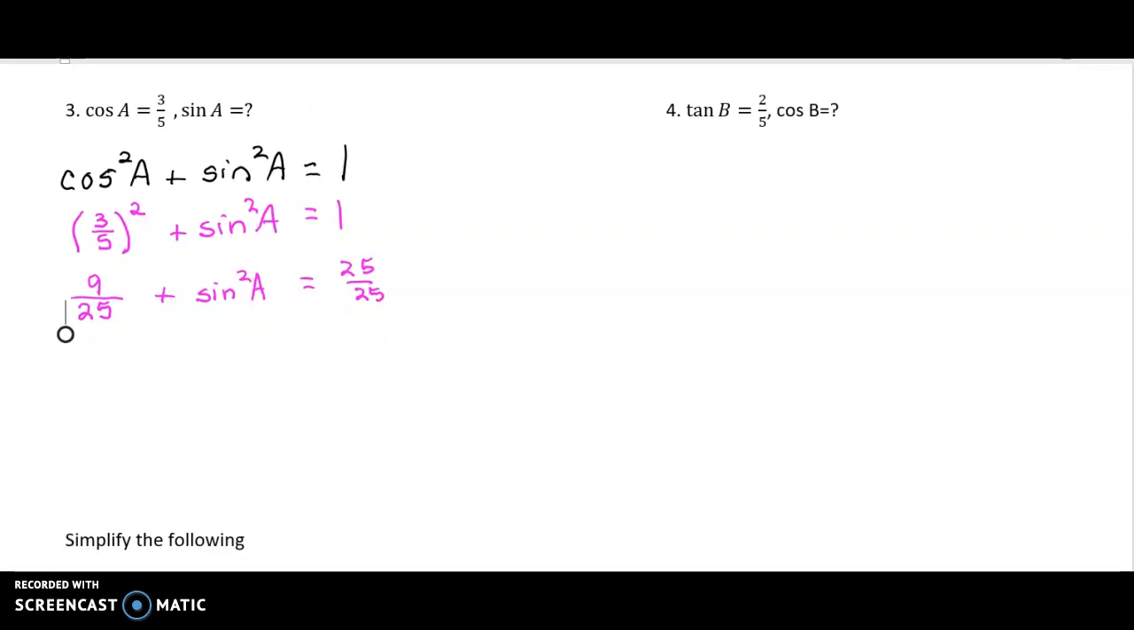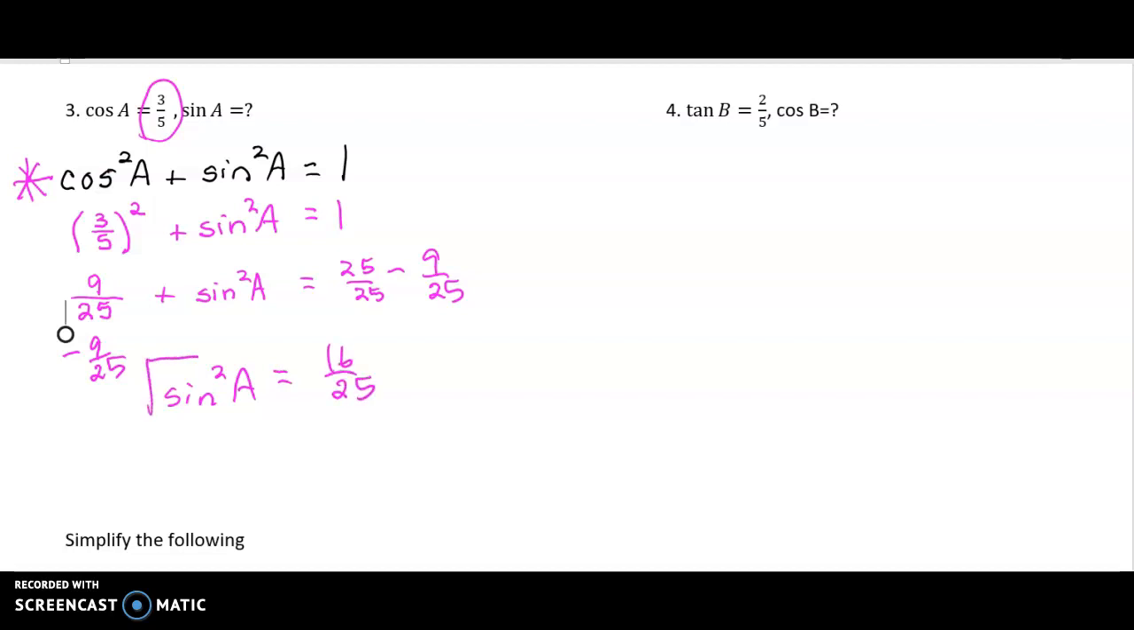If cosine A equals 3/5 and they want us to find the sine of A, we're going to use our Pythagorean identity, the first one, where cosine squared plus sine squared equals 1. If cosine is 3/5, we'd have 3/5 squared plus sine squared equals 1. 3/5 squared is 9/25. We have 9/25 plus sine squared equals, I changed 1 into 25/25. We subtract 9/25 from both sides, and we have sine squared A equals 16/25.